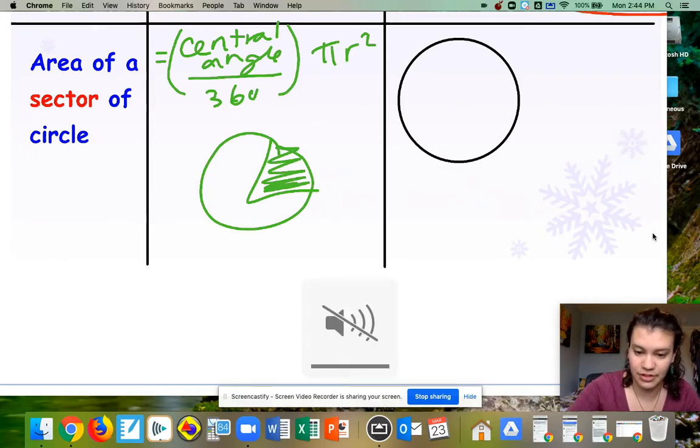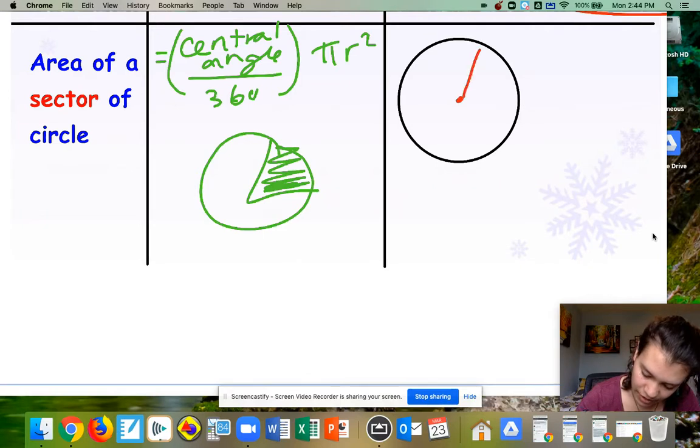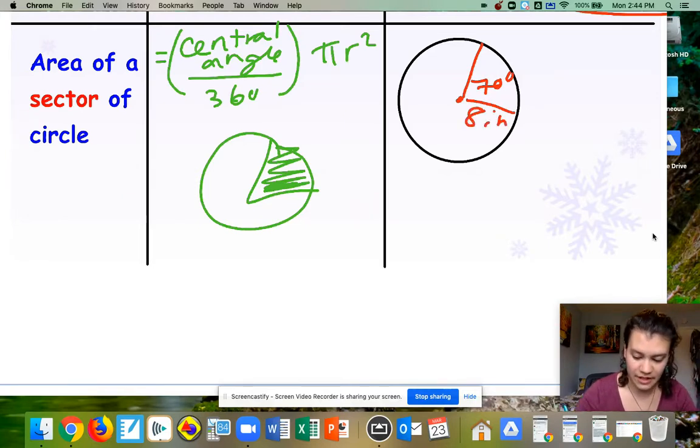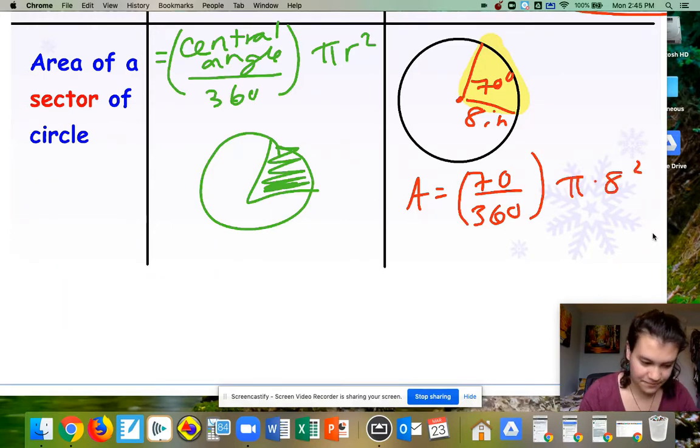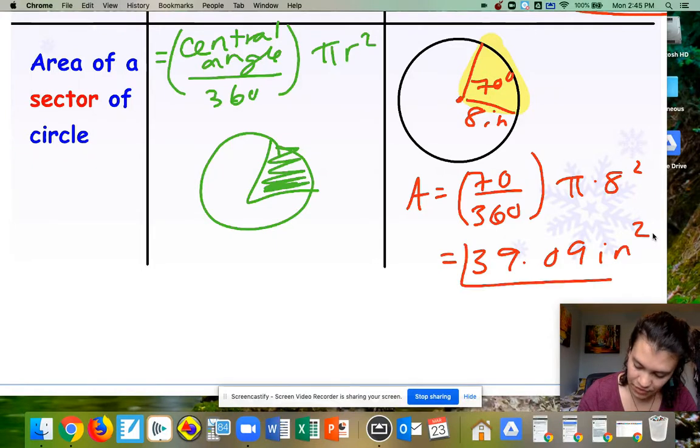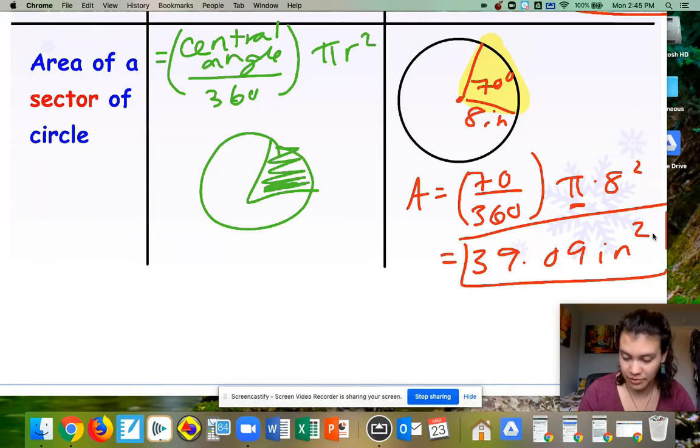So on the example over here, we'll draw in a sector. We'll say this is 70 degrees and we have a radius of 8 inches. So if you wanted to find the area of this chunk right there, you want to take your angle, so 70 divided by 360, multiply by pi, and then multiply by your radius squared, so 8 squared. And you can type this in, and you'll get 39.09 inches squared. And if you wanted to leave it in terms of pi, just leave off the pi when you enter it in a calculator and put pi next to your answer.